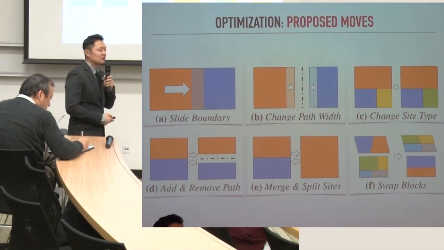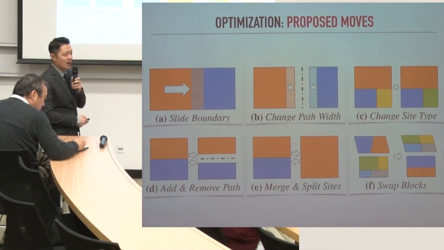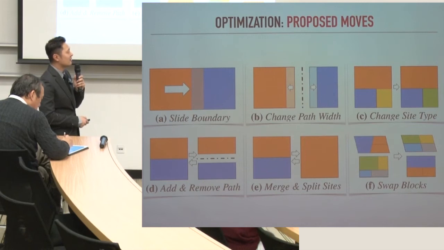So we have the energy function. Again, we will solve it using simulated annealing. During the optimization, here is how we change the floor plan. The proposed moves could be changing the path width, adding or removing some paths, changing some site types, or merging some sites.